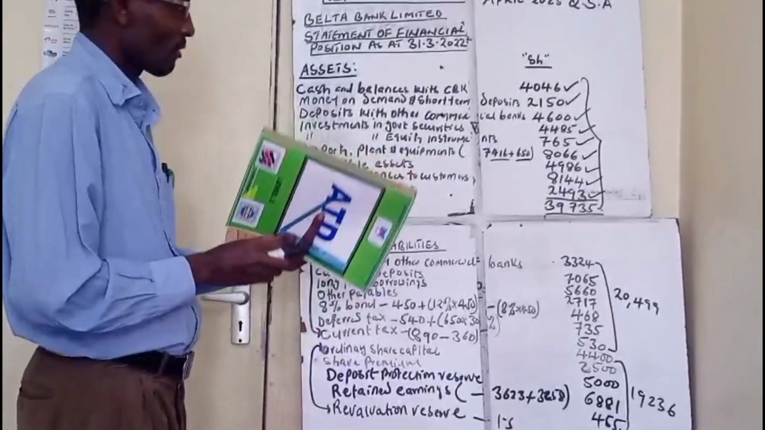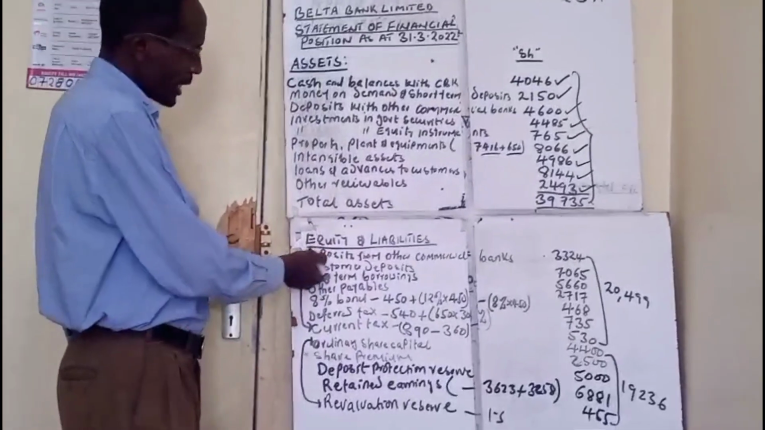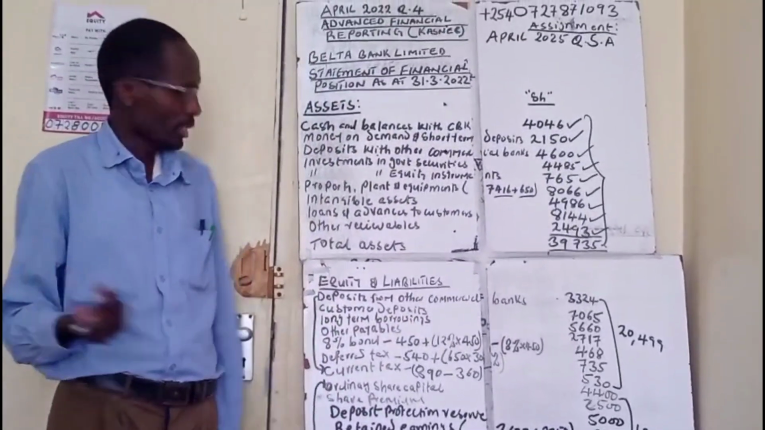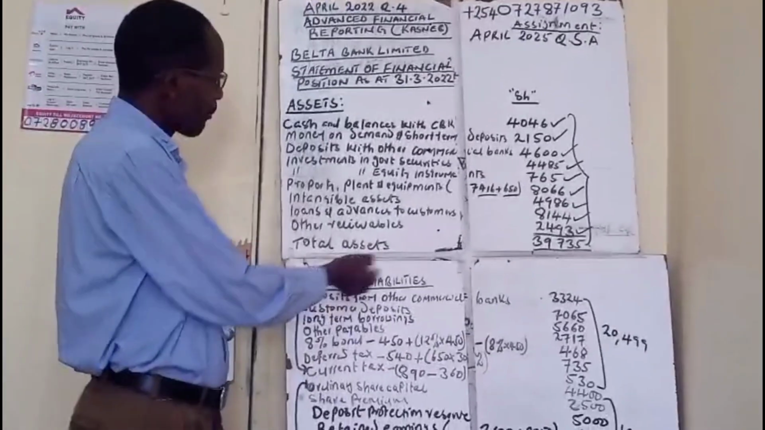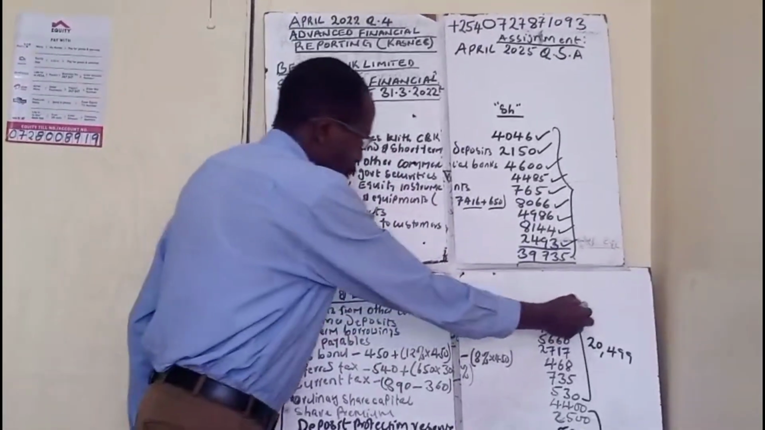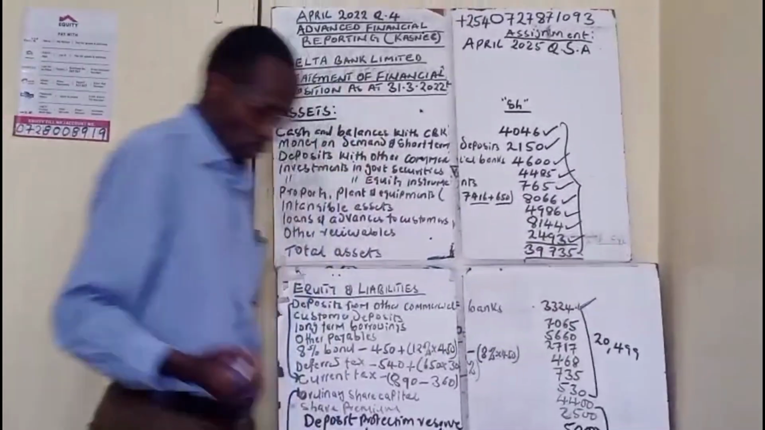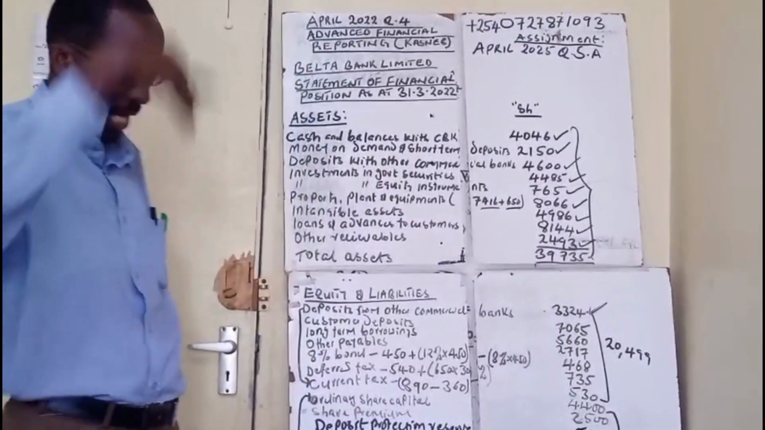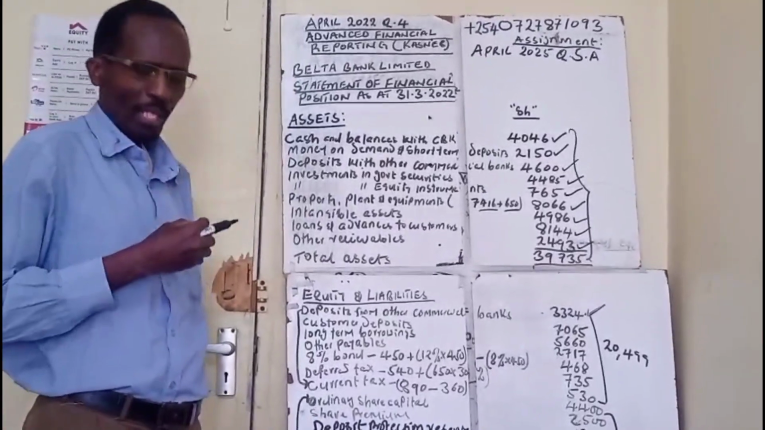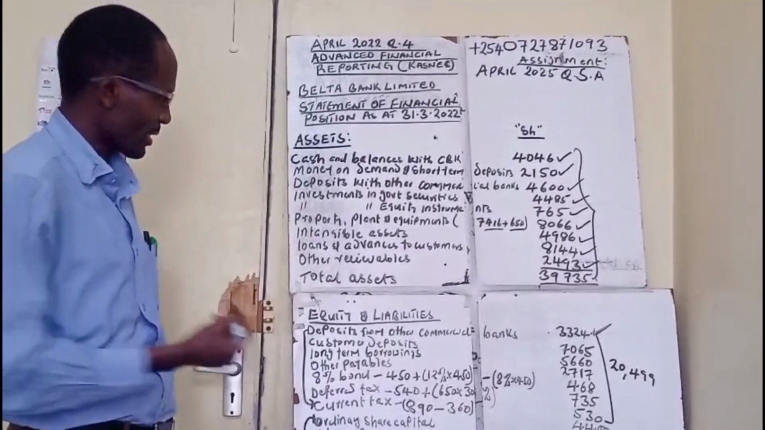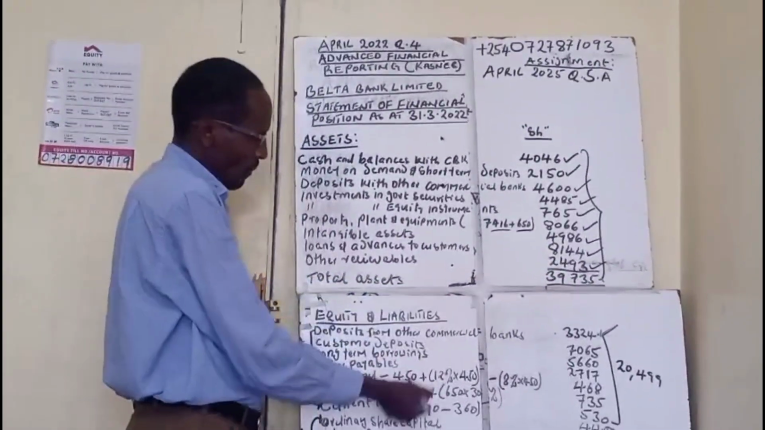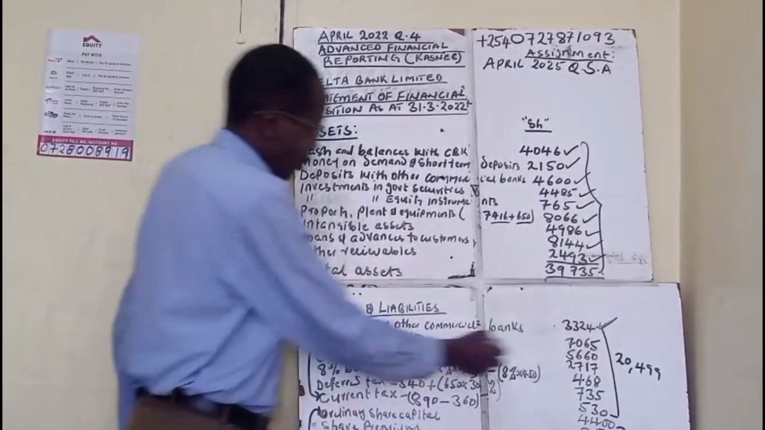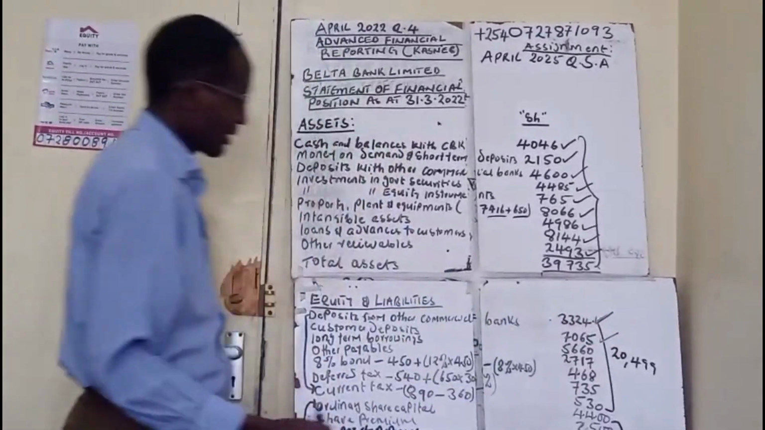Now, this one does not have any workings. You just need to classify the item as either asset, liability, or equity. The first liability is deposits from other commercial banks. When this particular bank receives deposits from other banks, that amount of money is a liability. It is not an asset. Deposits from other commercial banks, 324. Customer deposits, 7065.